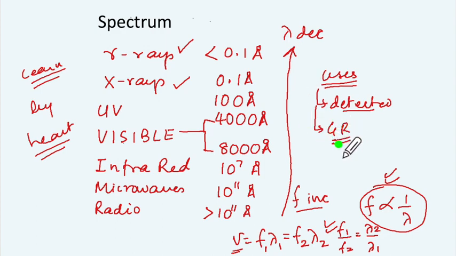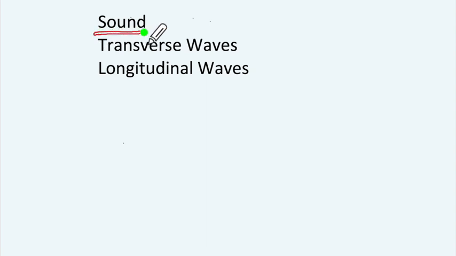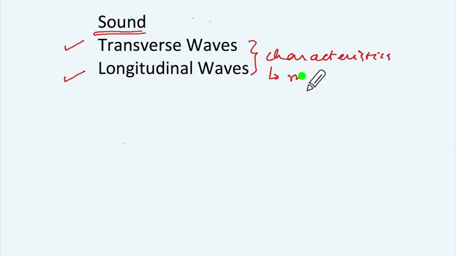Revise everything well. Okay, we now come to our last chapter for the MCQ Semester 1 examination portion, and that is sound, beginning with transverse and longitudinal waves. Please learn all the characteristics and also know the pattern. You must know how the motion of the particles compares to the motion of the wave, and which are the media through which each one of them can pass through.